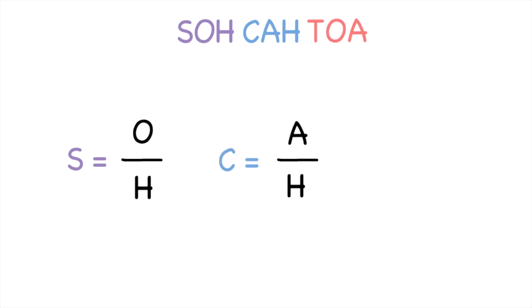SOH CAH TOA is essentially a made-up word used to remember three different equations. The first letter of each of these parts is the subject, then we put the middle one on the top, and then we divide the middle letter by the bottom letter. So we will end up with S equals O over H, C equals A over H, or T equals O over A.